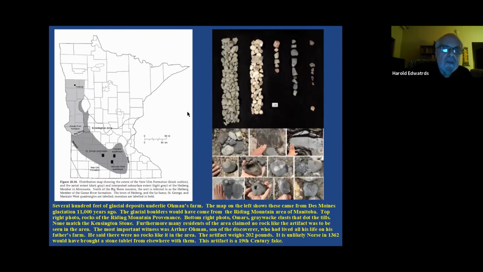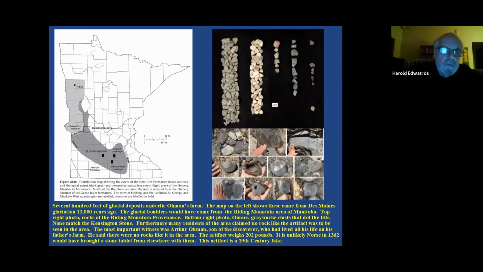The Kensington area is covered with several hundred feet of glacial deposits, which date from the last glaciation 11,000 years ago. And these materials came from Manitoba and flowed south with the Des Moines lobe. The materials that are entrapped in the glacial tills are from the Riding Mountain area in Manitoba, and they consist of shales, limestones, and an assemblage of metamorphic and igneous rocks.